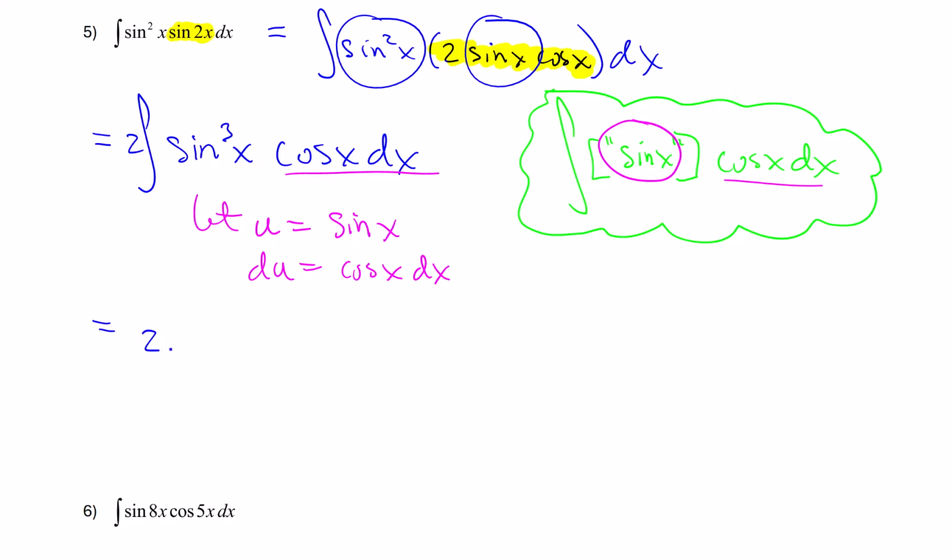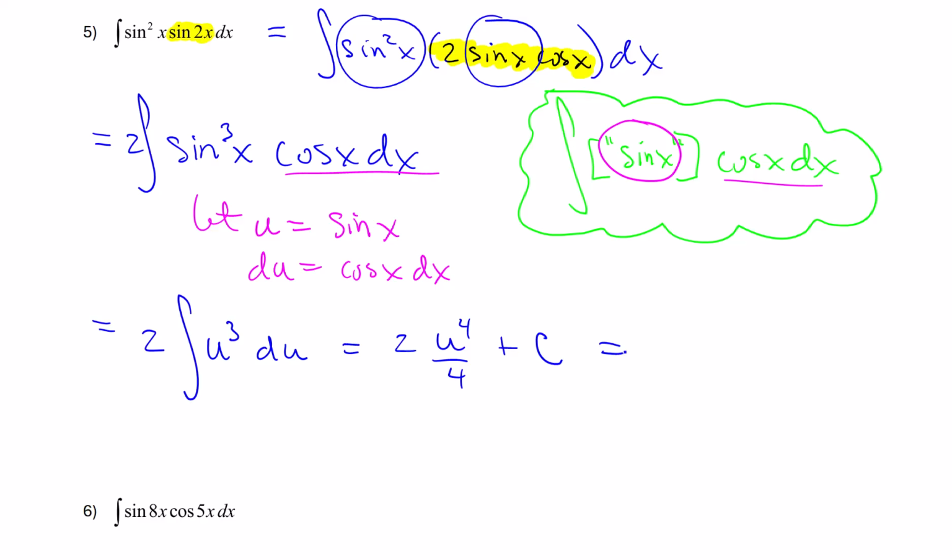Let me rewrite now everything. We have the 2 constant out front, integral of, it was sine cubed of x, but if u is sine of x, then we're literally looking at just u cubed, and then du is going to replace cosine x dx. So all of a sudden it's way better. This is now just 2 times the integral, well, let's just do the integral here. The antiderivative of u cubed would be u to the 4th over 4. And then we're going to need a constant here because this is an indefinite integral, so we'll say plus c.